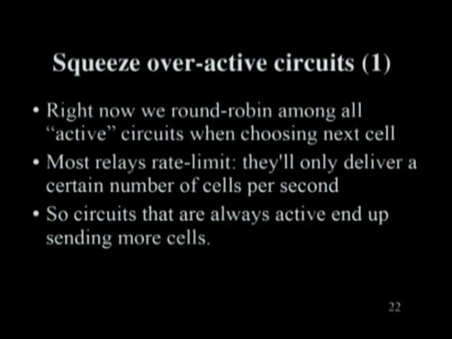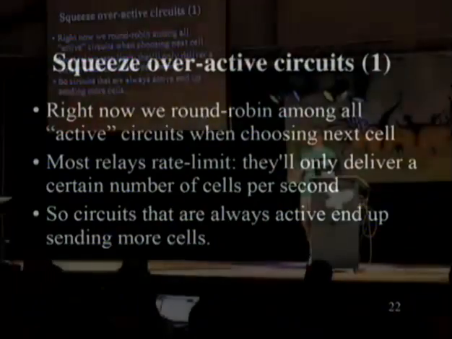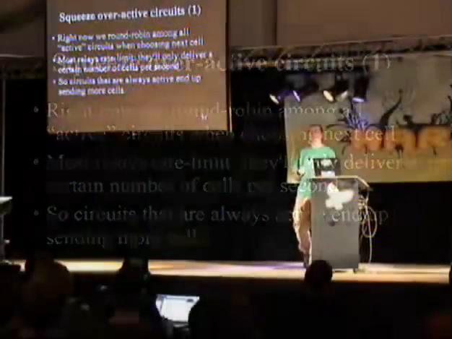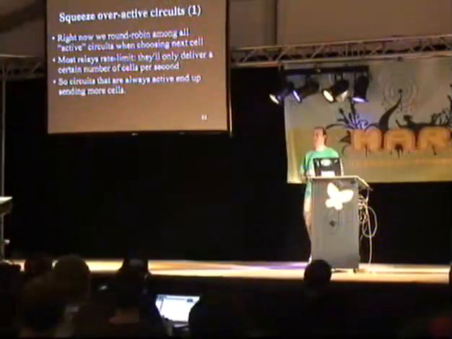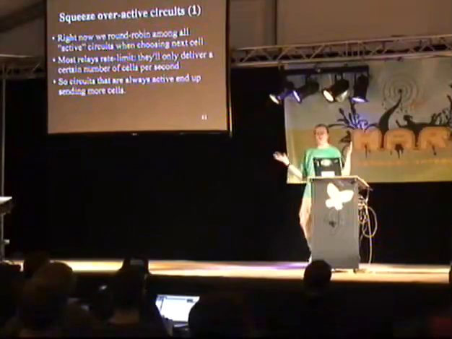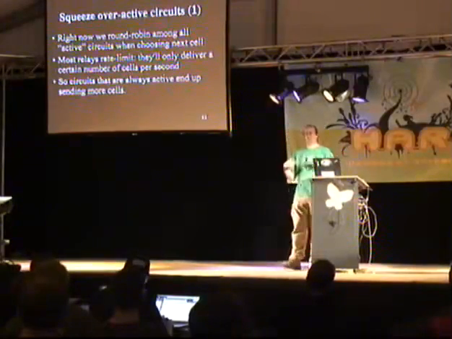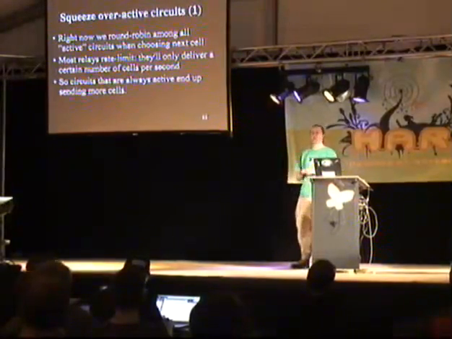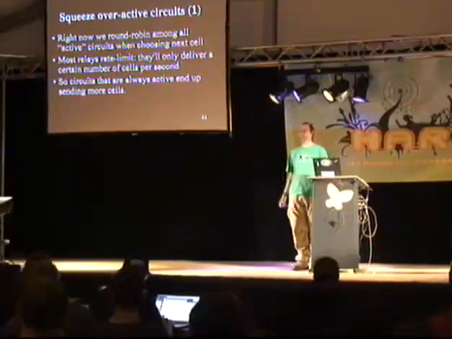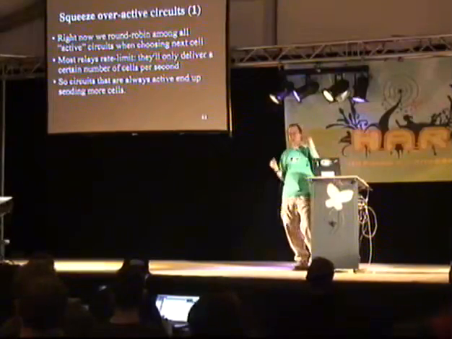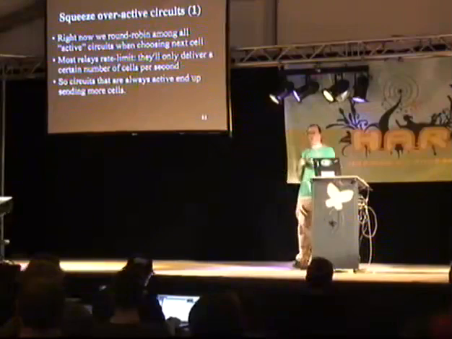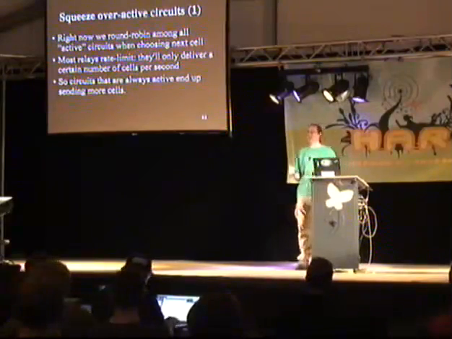And that means that if the relays are all rate limiting a lot, then the circuits that always have a cell they want to send are going to end up sending a lot more cells over the course of that second. So if I'm rate limiting to 50 kilobytes a second, then the BitTorrent people are going to use up 47 of that 50, and then the web browsing people get a little bit in. And that's not good. That's not fair.